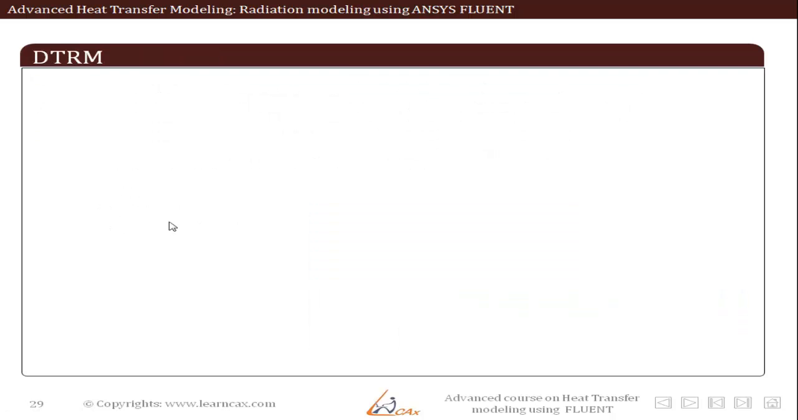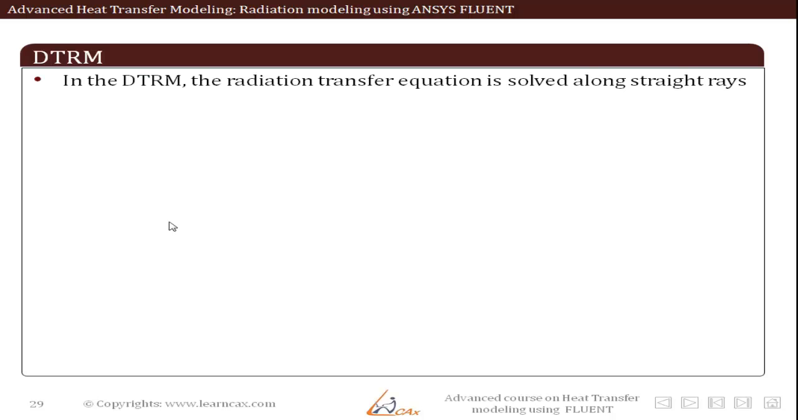That was about the P1 radiation model. Now let us move to the next radiation model, which is the DTRM. DTRM stands for Discrete Transfer Radiation Model. The main assumption of the DTRM is that radiation leaving the surface element in a certain range of solid angles can be approximated by a single ray.